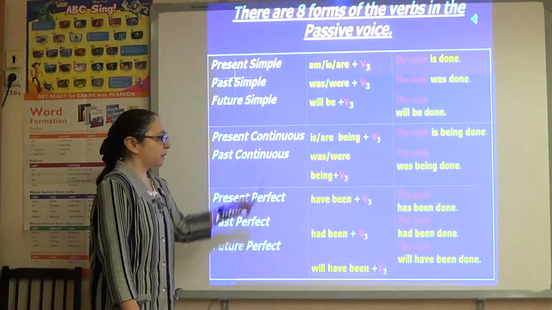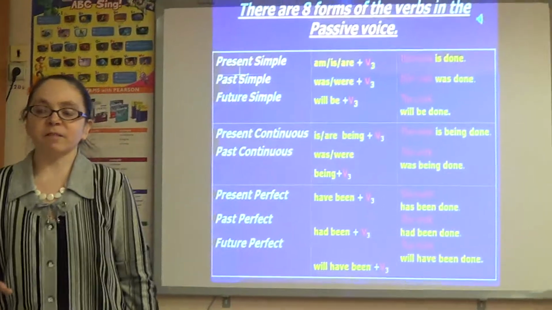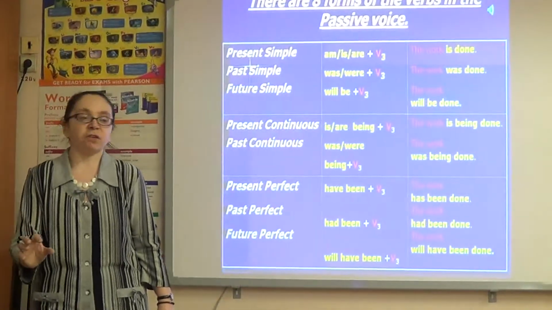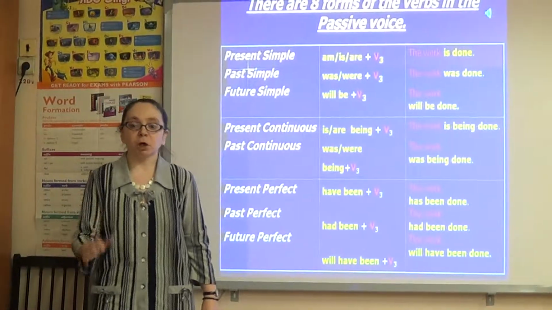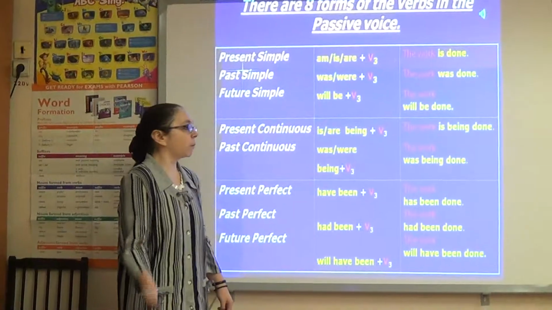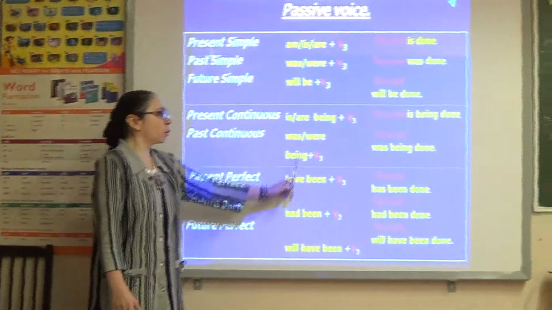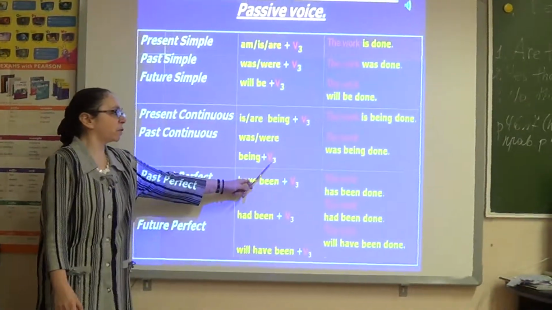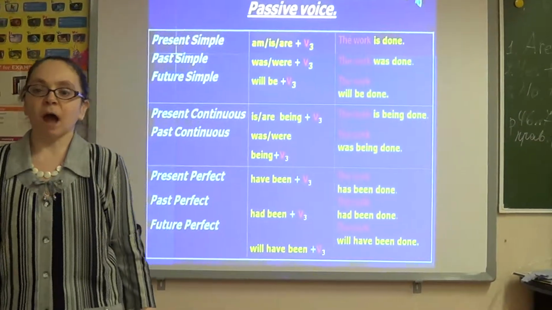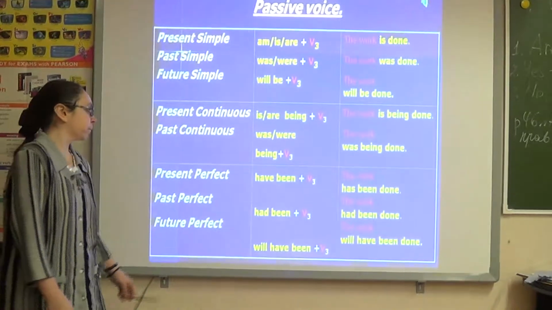Past continuous is formed with was, were plus the -ing form. If we put the verb to be in this tense, we have was, were, being. So consequently, to form a past continuous passive, we need was, were, being plus the third form. The work was being done when I came. Somebody was doing this work.